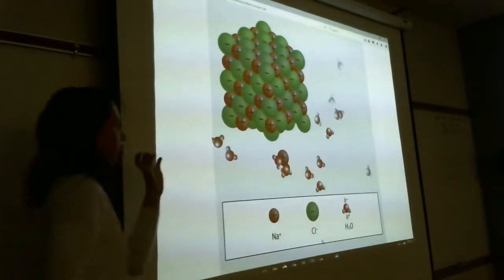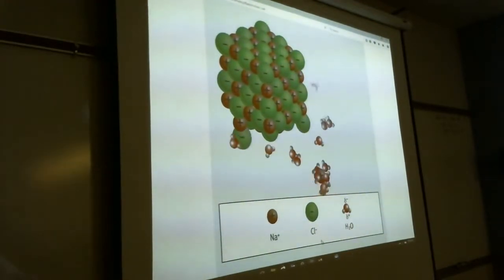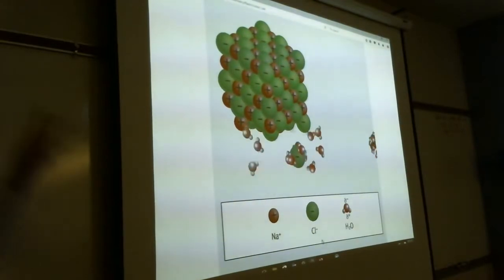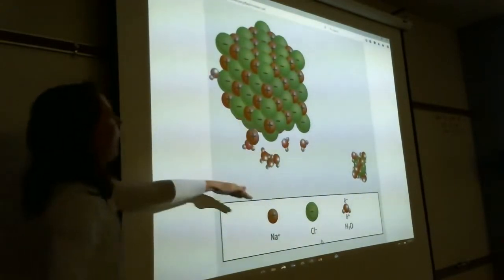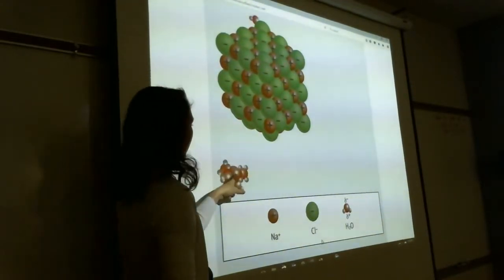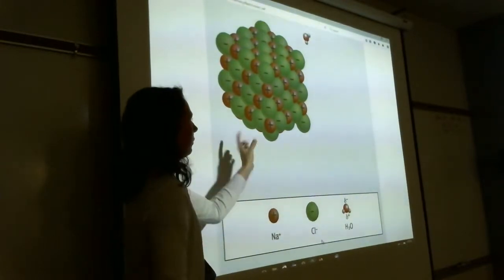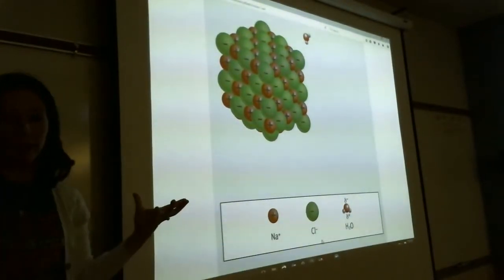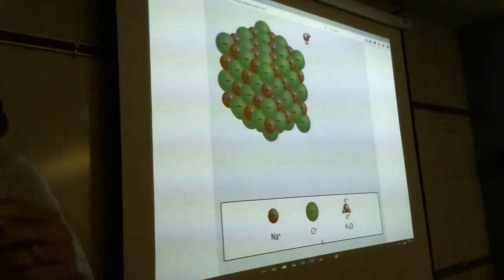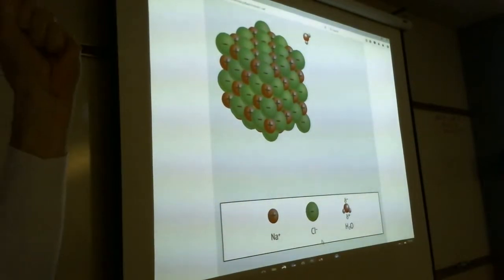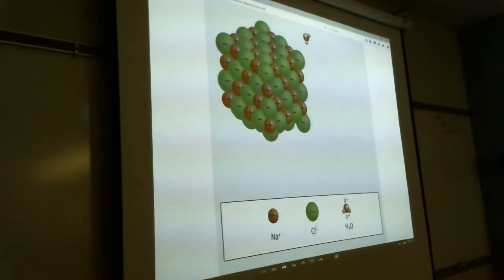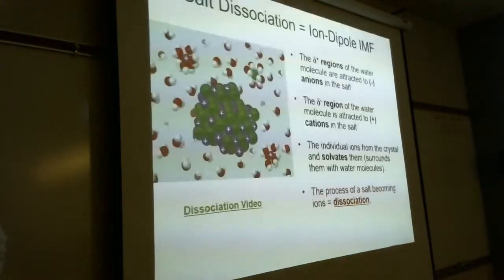It's like taking a chunk of meat and just throwing it into a piranha tank, right? It just gets completely ripped apart. That's what's happening all across the entire crystal. Each cation is being surrounded by water, each anion is completely surrounded by water. And when it's done, you've got cations with water surrounding them, anions with water surrounding them. That's what the entire solution looks like. That is the quintessential ion dipole intermolecular force.